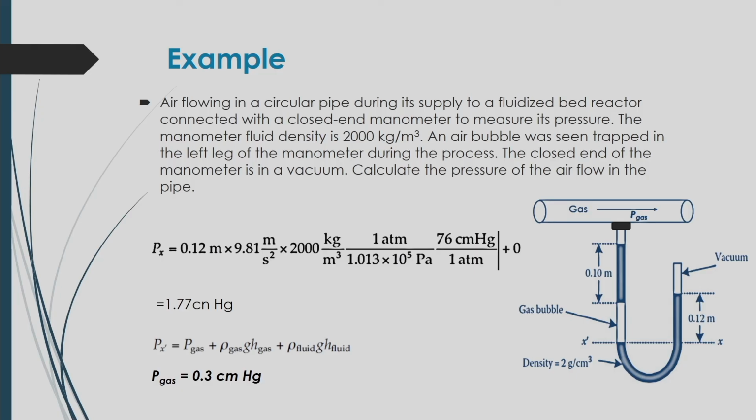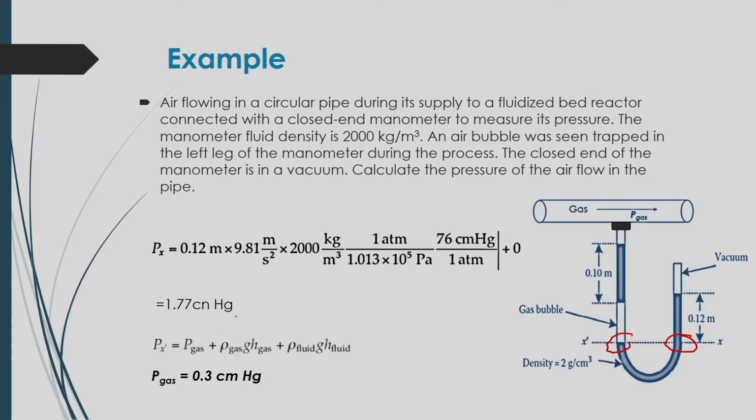An air bubble was seen trapped in the left leg of the manometer during the process. The closed end of the manometer is in a vacuum. So, what should be the pressure of the air flow in the pipe? Similarly, you have to calculate the pressure at its x point and also the pressure at its x dashed point here.